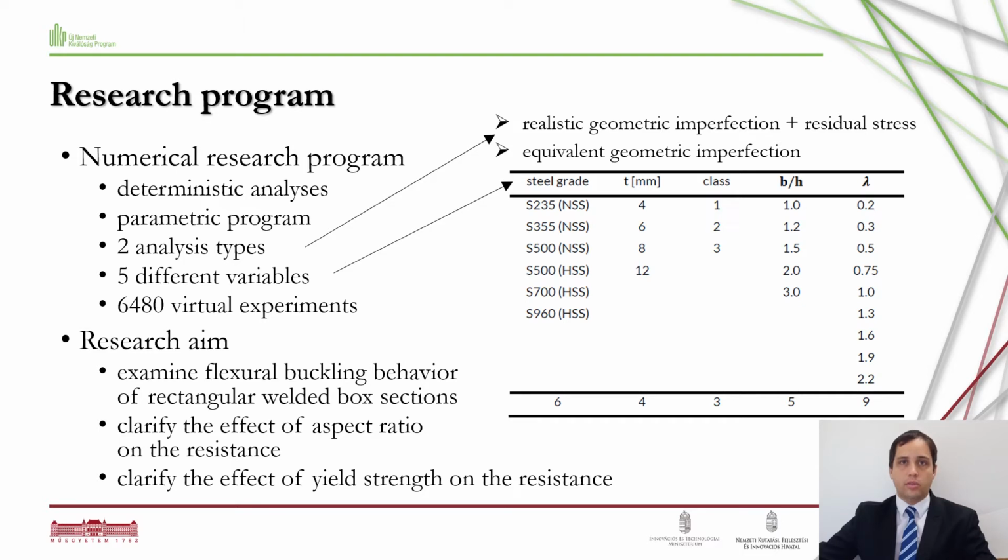5 different variables are used: steel grade, plate thickness, cross-section class, aspect ratio, and global slenderness. 6 steel grades, 4 plate thicknesses, 3 cross-section classes, 5 aspect ratios, and 9 different global slenderness values are examined. This means that almost 6,500 virtual experiments are calculated. The research aim was to examine the flexural buckling behavior of rectangular welded box sections and clarify the effect of aspect ratio and yield strength on the buckling resistance.